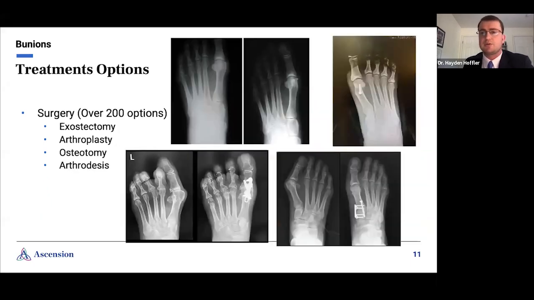So, treatment options. There are about 200 options for treating bunions surgically, dating back centuries. I've listed the 4 big topics for treating bunions. The first one is an exostectomy. Essentially, that means shaving off the bump. You can see in the top 2 pictures on the left, a mild bunion, or what I call less severe, followed by a shaving.